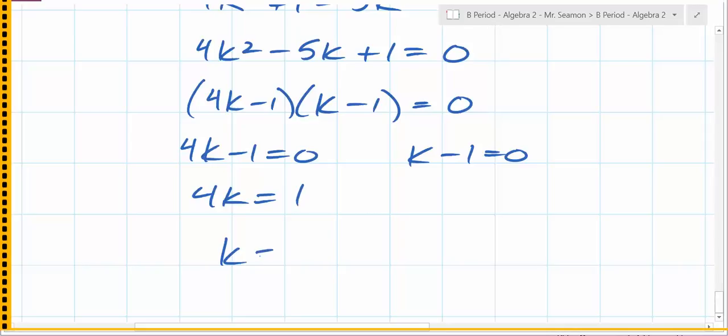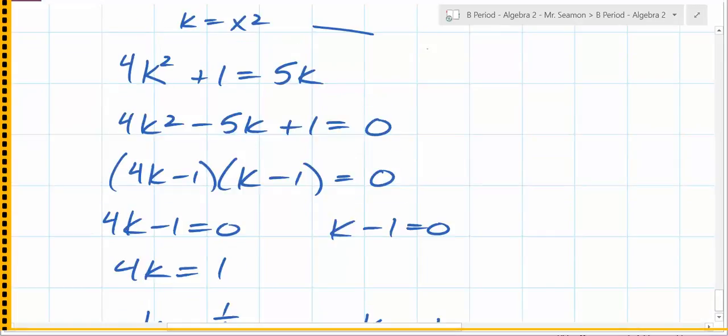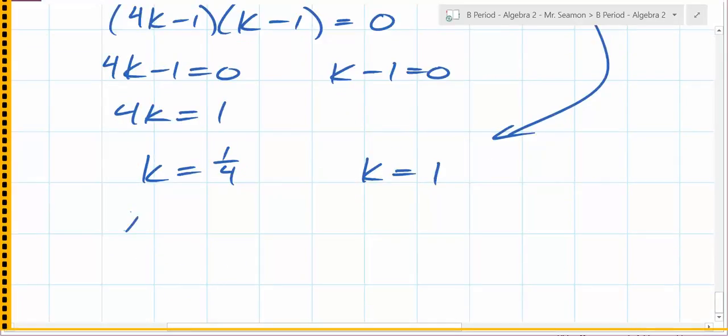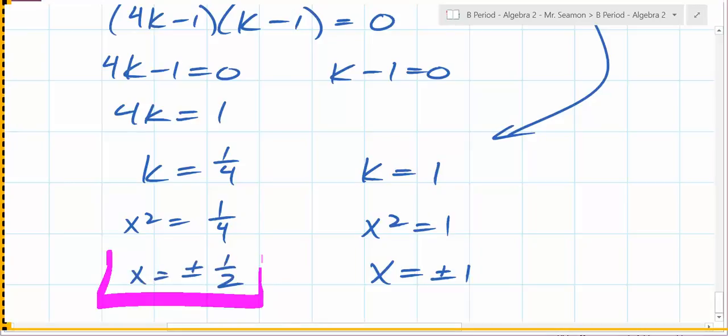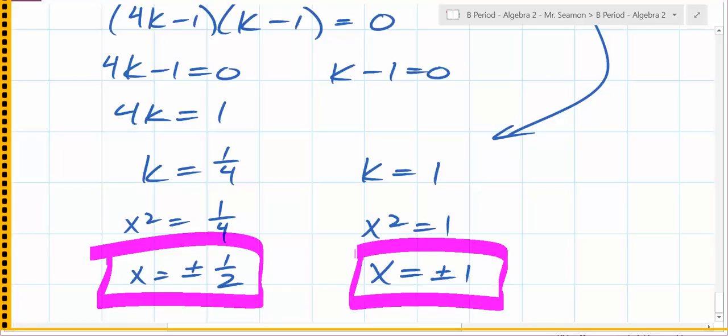So k is equal to 1/4, or k is equal to 1. Are we done? Because what did we say up here? Correct. So what do we have here? x squared is equal to 1/4, or x squared is equal to 1. On this side, x is therefore equal to plus or minus 1. And on this side, careful, what is this equal to? Plus or minus a half. Yeah, exactly. Because what's a half times a half? A quarter. So when you square root something between 0 and 1, it actually gets bigger.